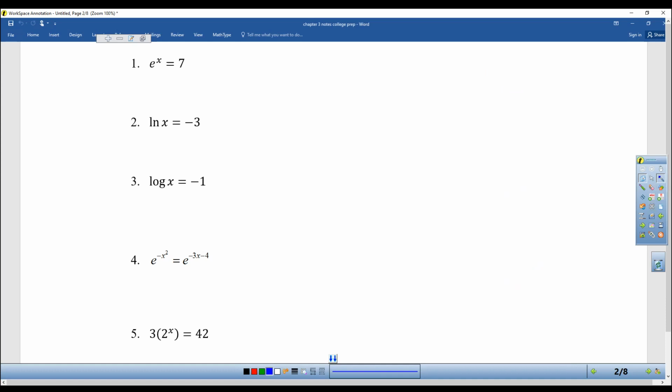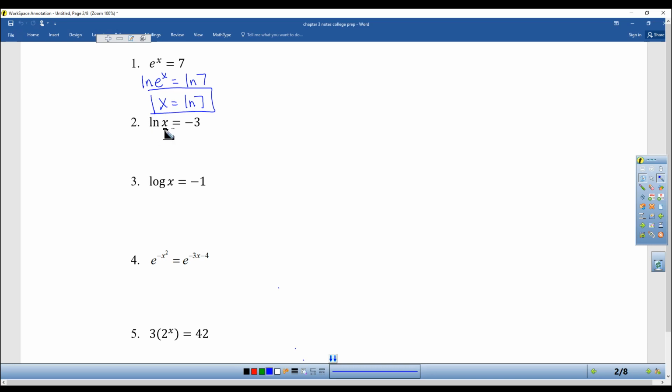So for us today, how do I get rid of an e? With a natural log. The natural log of e to the x is equal to the natural log of 7. I can actually take the natural log of both sides. On this side, you may remember that the natural log of e to the x is just x. And there's my answer. x is equal to the natural log of 7.